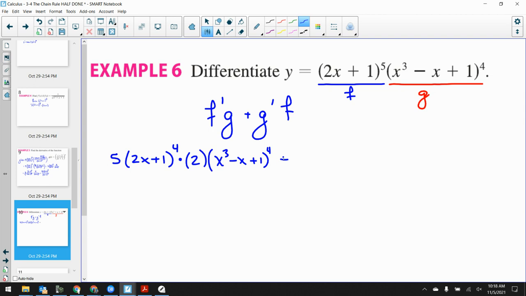Plus g prime f. Now g prime, bring the 4 around front, x to the third minus x plus 1 to the third. And now we multiply it by the derivative of the inner. What is the derivative of the inner? 3x squared minus 1. Good. Times f.